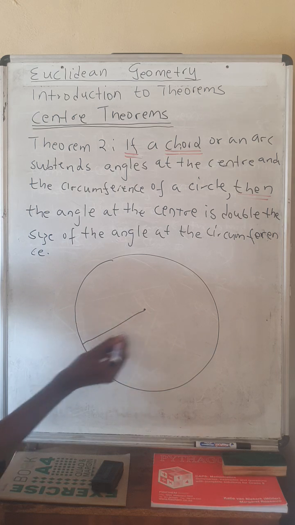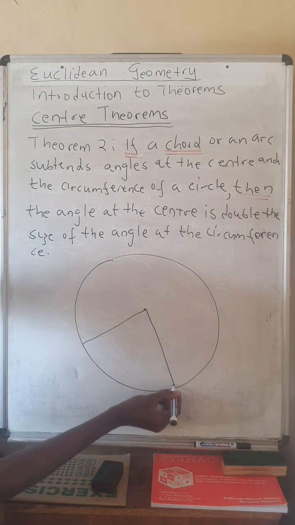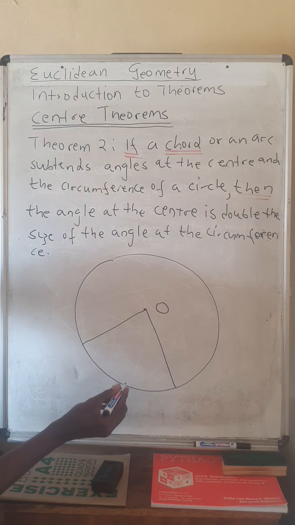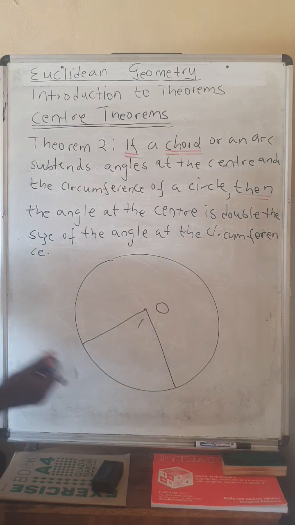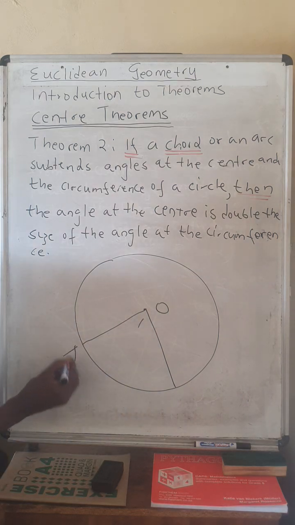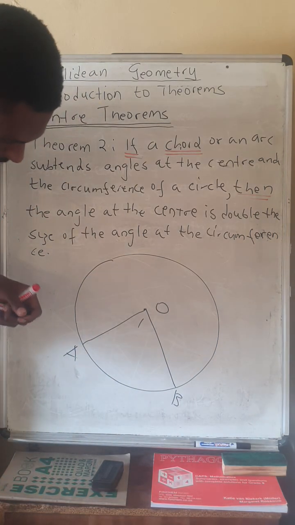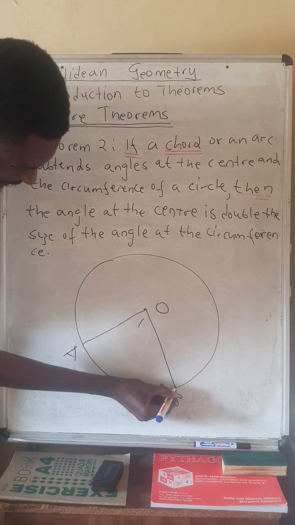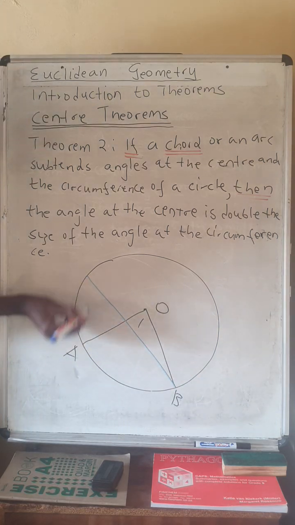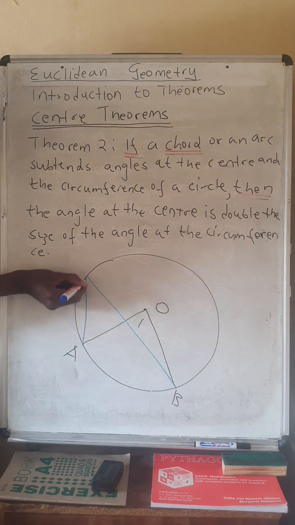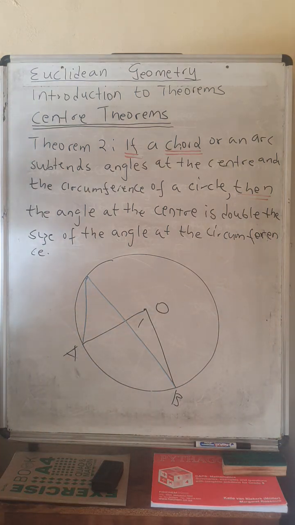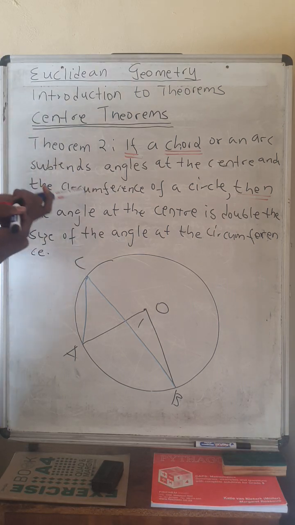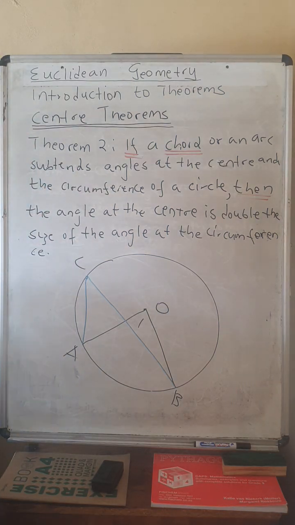So in this case, I'm still going to have O as my center. So there's angle O1 here. And then let me say this is A, and then this is B. And then let me have another angle here, and let me have it like this. Now let us look at this. So let me call this angle ABC. Angle C. So now let us look at this.